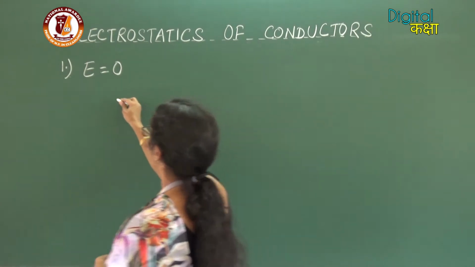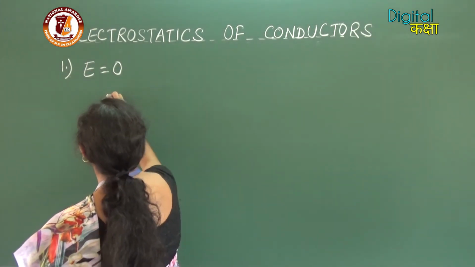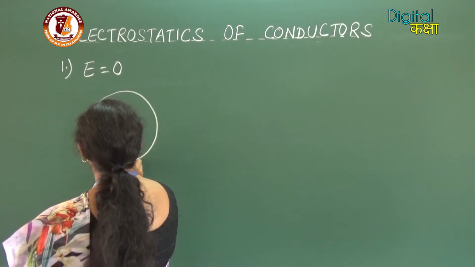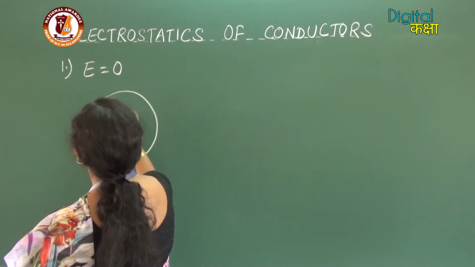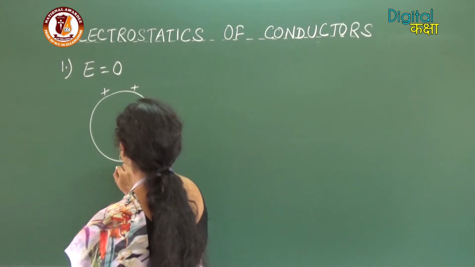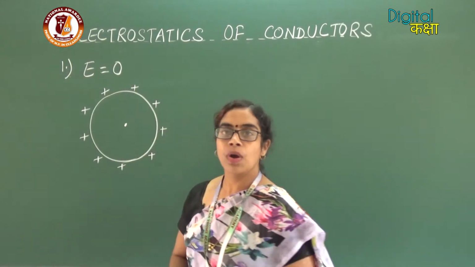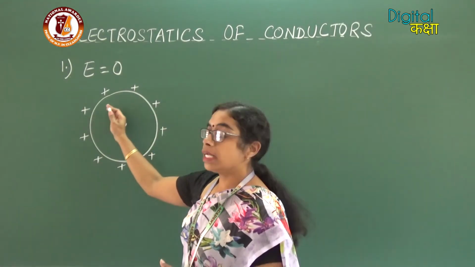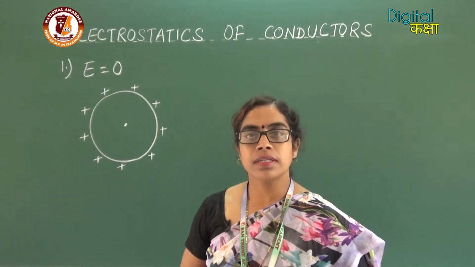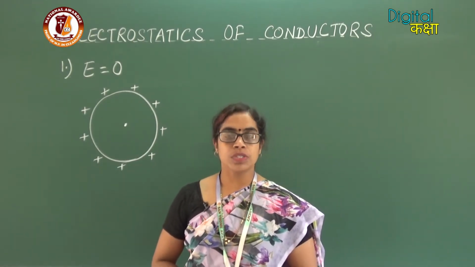Let us say here this is a conductor, a spherical conductor. When this spherical conductor is charged, all the charges are present on the surface of the conductor, or we can say that the electric field inside the conductor is equal to 0. That is to be understood.